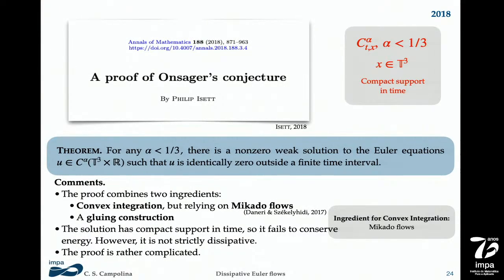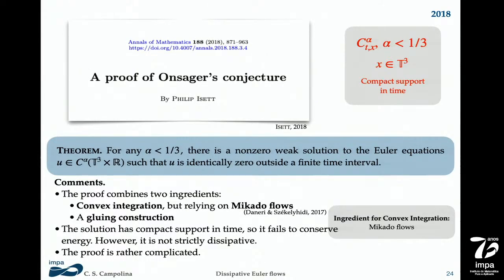But those building blocks alone were not sufficient. So he also has a new technique, which he calls the gluing construction, because you are gluing some kind of parts of the solutions. And so he combines these two ingredients to perform a complete proof. And the solution has compact support in time, so it fails to conserve energy. However, it's not strictly dissipative, because it lies in that case of compact support solutions.